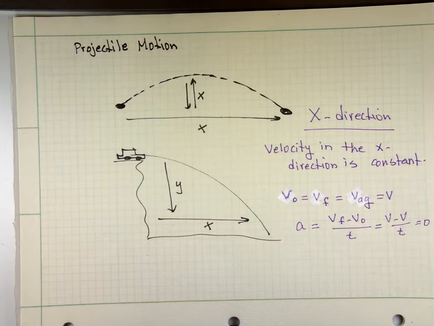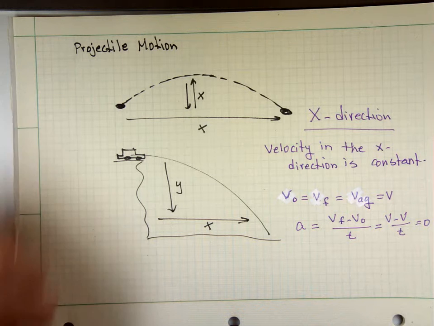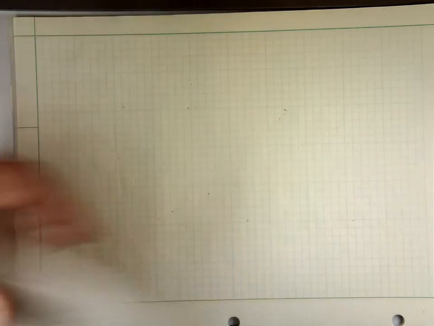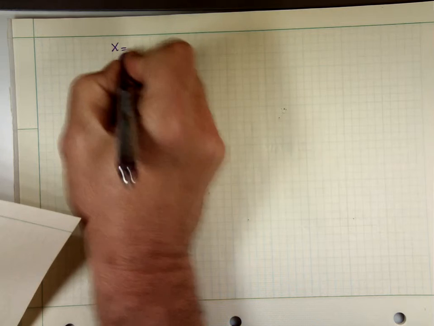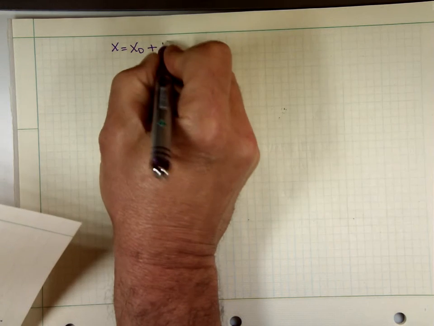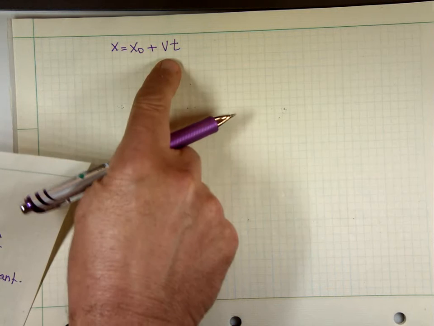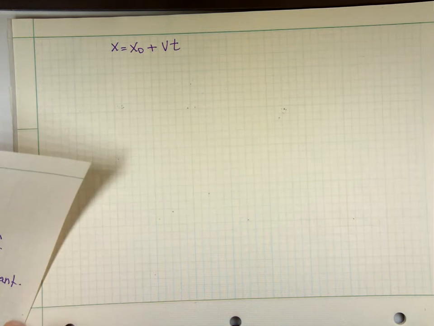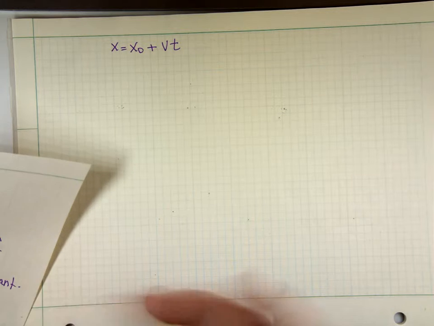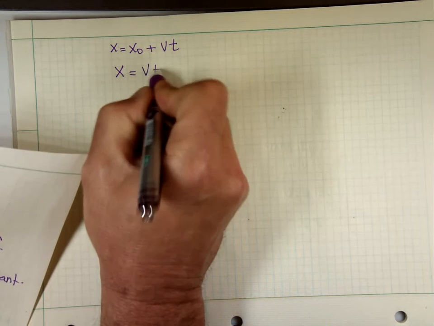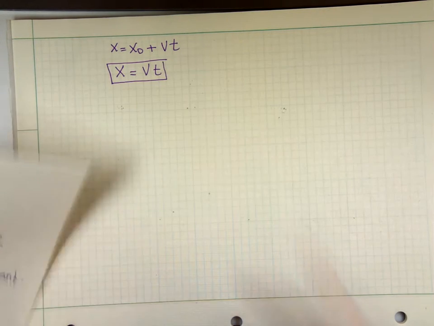Your velocity in the x direction is constant. Your acceleration is 0. Which means, remember the four equations that we had? Let's look at the basic equations. We had x equals x sub 0 plus v average t. Well, in the x direction, since the average is the same, I'm not going to say v average, I'm going to say v. And if my x sub 0 is always measured as 0, it really says x equals v times t. That's one equation in the x direction.